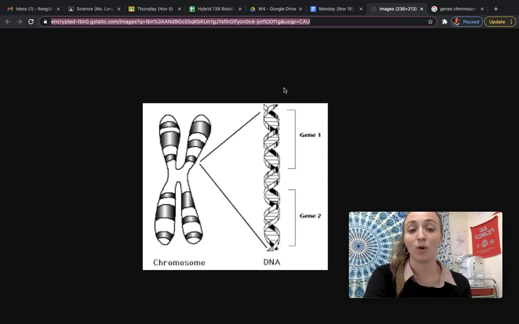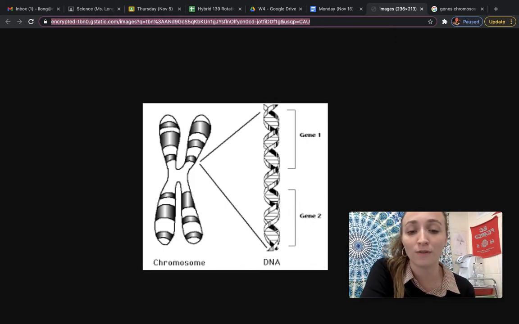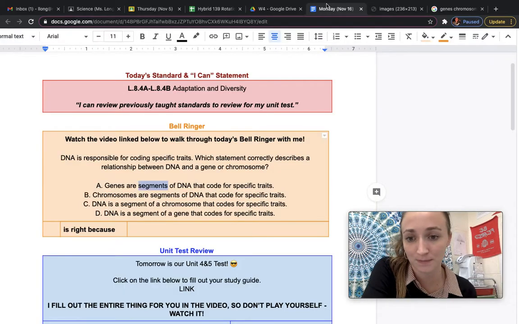if this picture kept going, we'd have gene 3, gene 4, and this DNA tightly winds up to make the shape of the chromosome. So genes are going to be sections of your DNA, and your DNA makes up the chromosomes. Also, we need to remember that it's the order of those nucleotides in those genes that make that certain protein. So your genes are what really code for your specific traits.